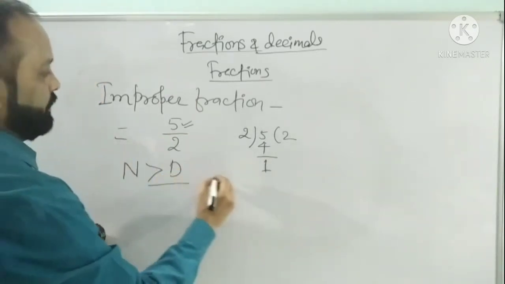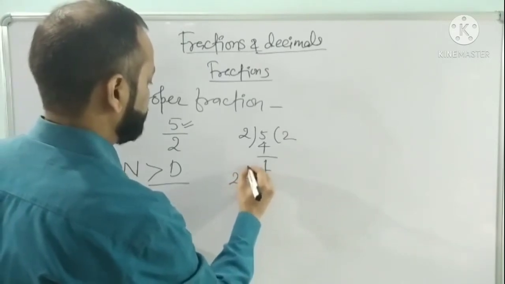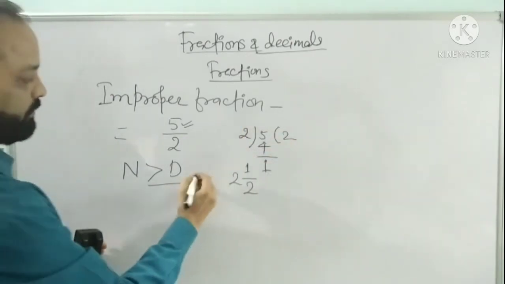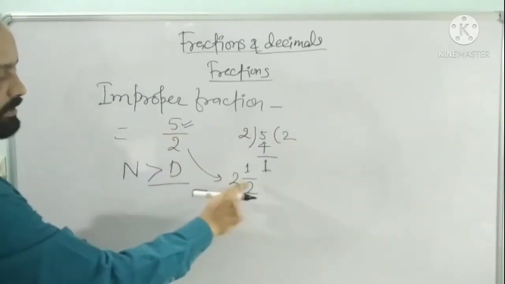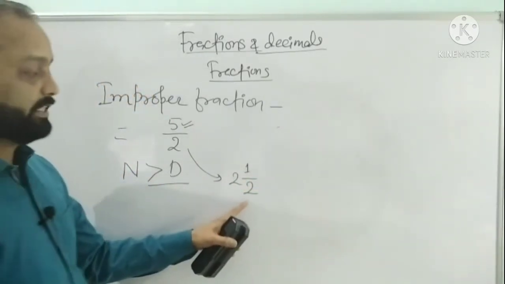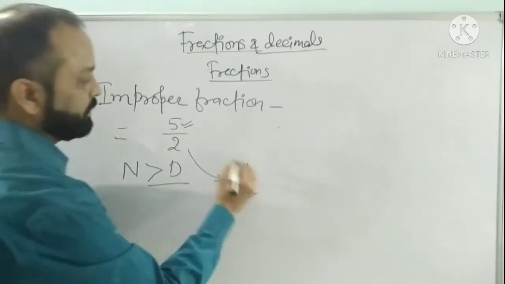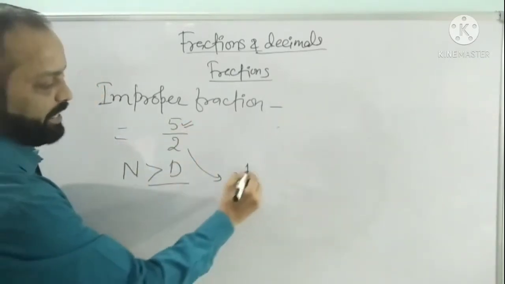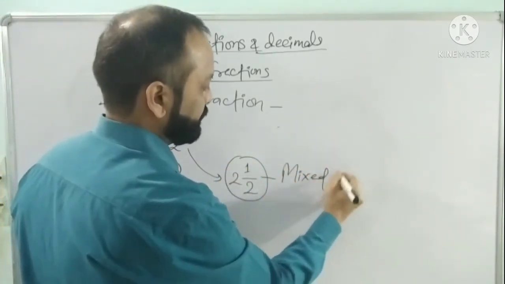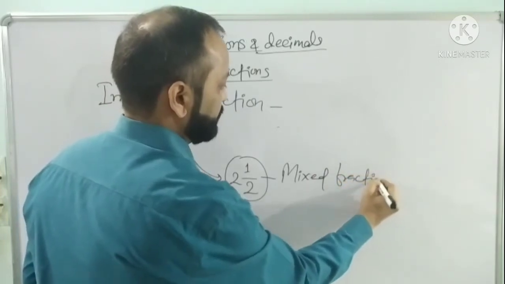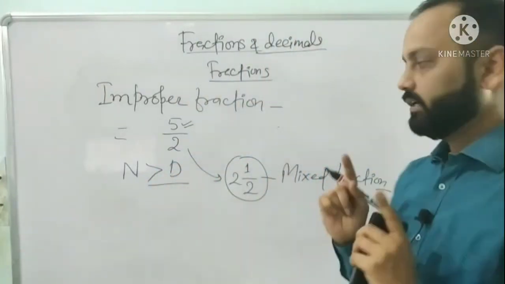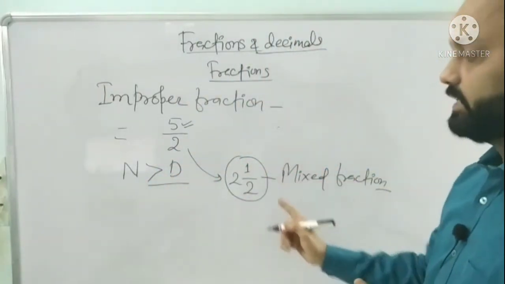Now from this particular division, can we write the same in this form? Yes, correct. We can write it like this also. So whenever we write the same improper fraction like this, it is called a mixed fraction. So in a mixed fraction, you can see there is always a fraction as well as a whole.